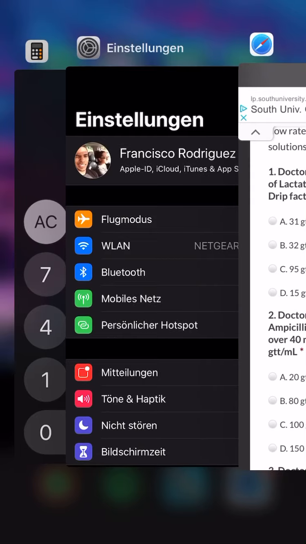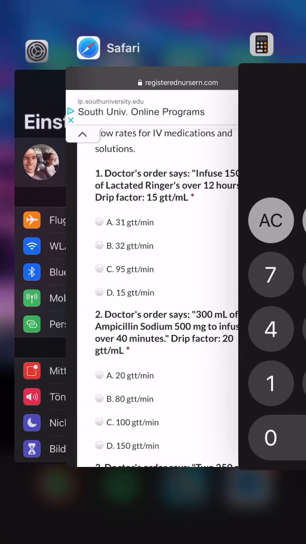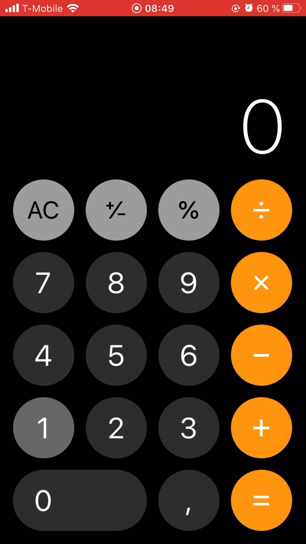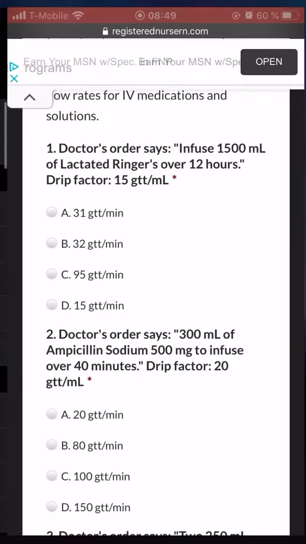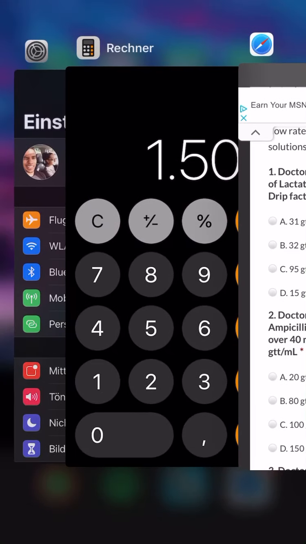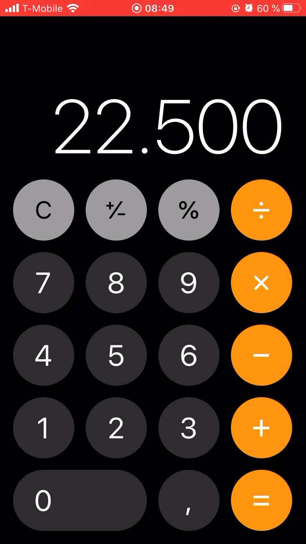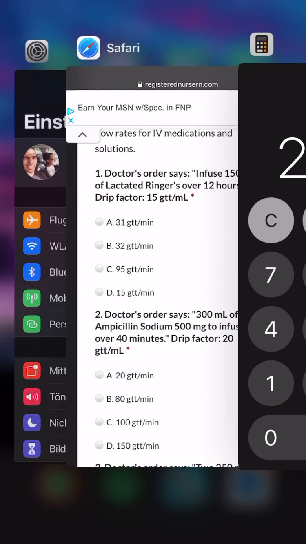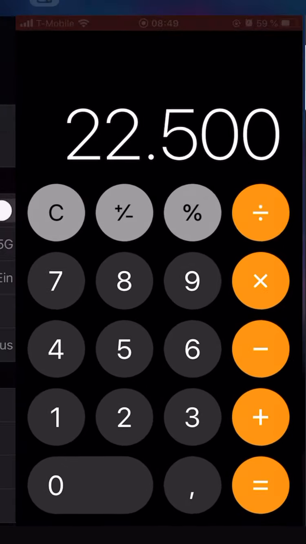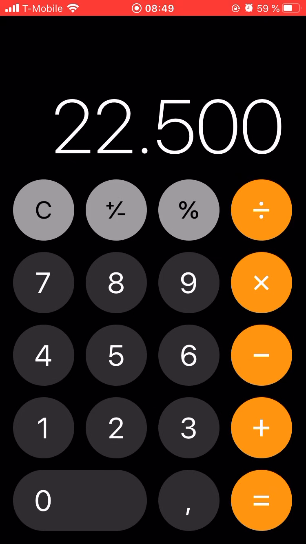So the first thing we do, calculator, we see how many milliliters. So there's 1,500 milliliters. And then we multiply that by the gotas. That's times 15. That gives me 22,500. Don't mind the period on my calculator. The thing is that it's in German, and the Germans use periods instead of commas. So I have 22,500 gotas, and it's over 12 hours.